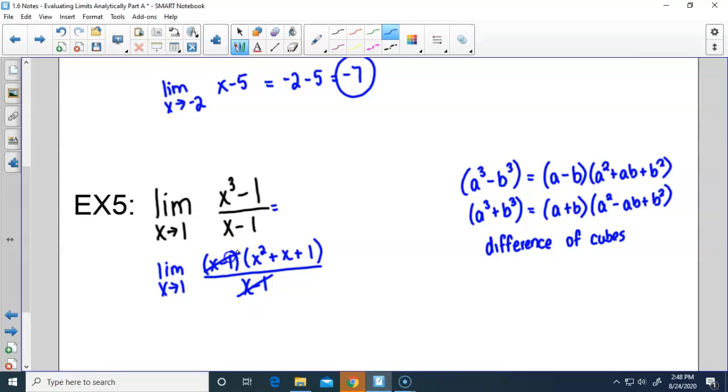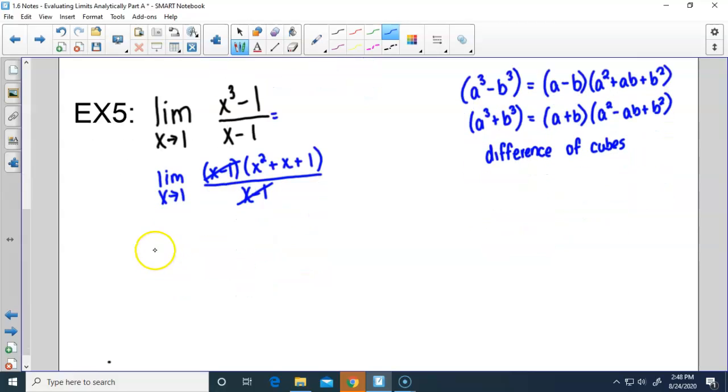So the x minus 1s are going to cancel now. We're just left with the limit as x approaches 1 of x squared plus x plus 1. And now that something has canceled, that's the cue that we probably want to try direct substitution. So we're going to plug in 1 squared plus 1 plus 1, and we are going to get 3 for our answer here.